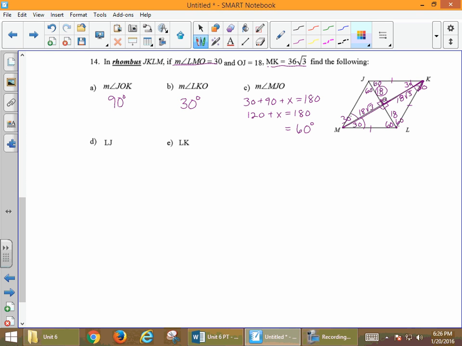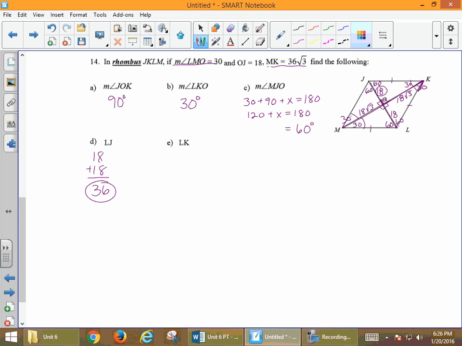Part D asks us for LJ, the distance from L to J, for the second diagonal moving from top to bottom. That diagonal is made up of two pieces that are both 18. So 18 plus 18 is 36. That is 36 units.